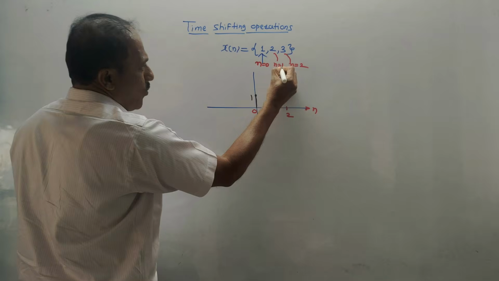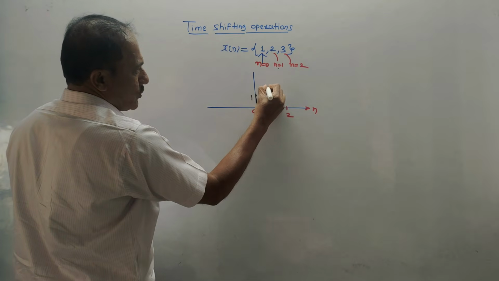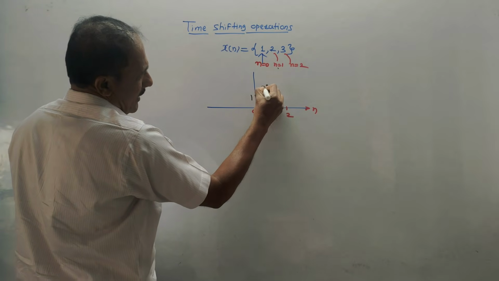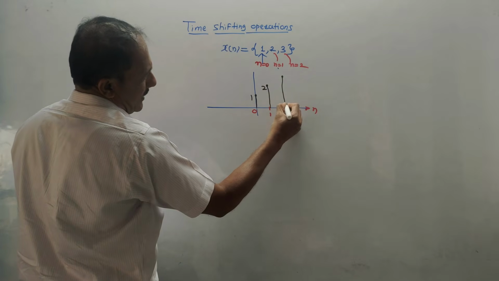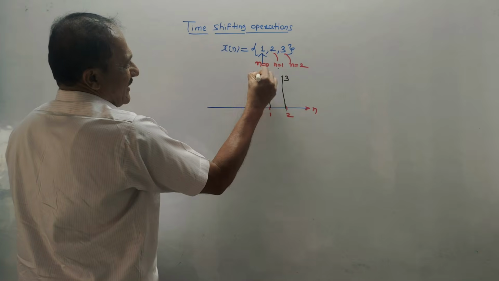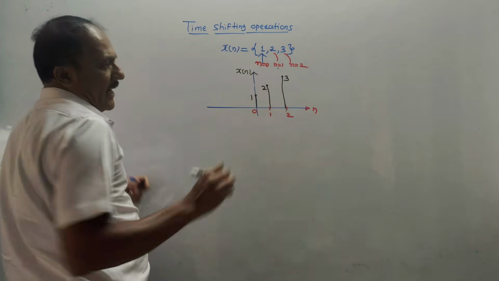At n is equal to 1, amplitude is 2. So this amplitude is 2. At n is equal to 2, amplitude is 3. So this corresponding amplitude is 3. So I have marked the signal x of n.